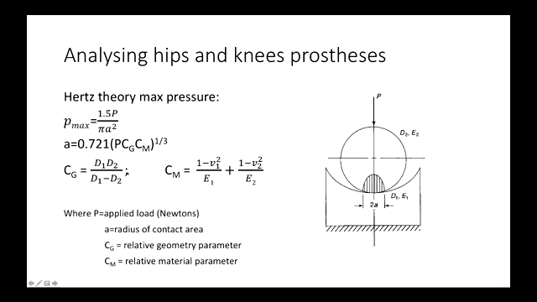So the contact area is calculated from these formulas. CG, CM, they're a function of the geometry and the material. You have Poisson's ratios in there and modulus. Is that clear? Any questions on that? Am I losing you at the moment?